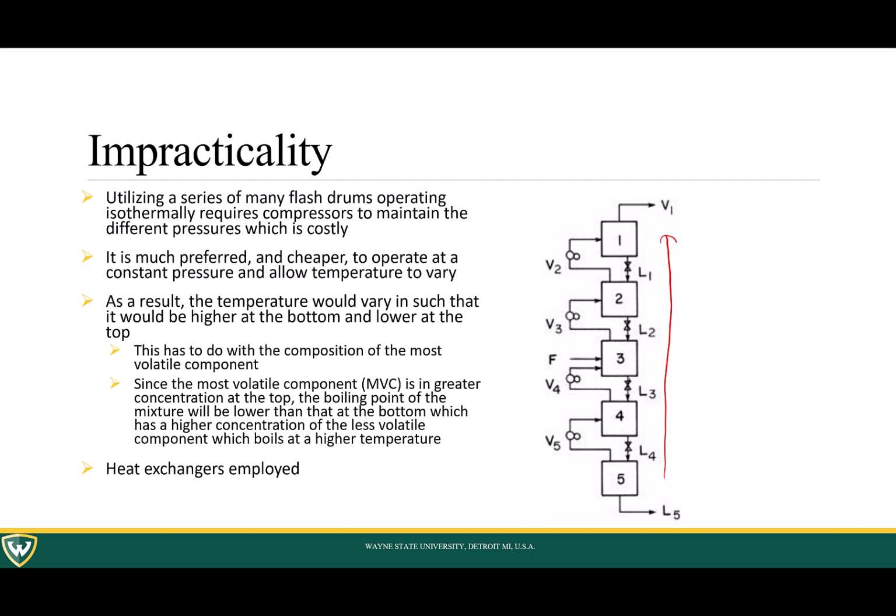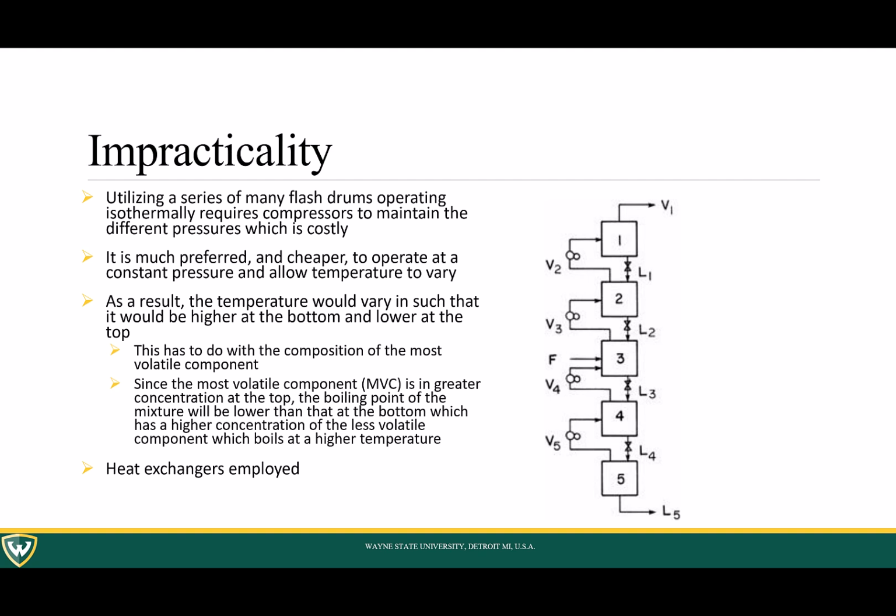That's going to take a lot of compressors, which is very costly, so we don't want to have different pressures. It's preferred to operate at one constant pressure and just allow the temperatures to vary. As a result, the temperatures would vary in such a way that the higher temperature would be at the bottom and the lower temperature at the top. This has to do a lot with boiling points.